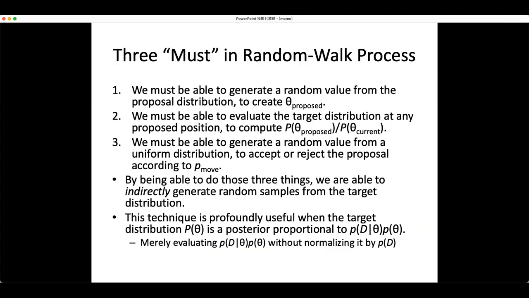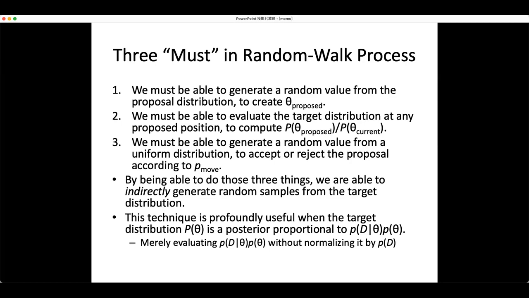So this is actually a random walk process. Remember I told you this chapter is called MCMC. One MC stands for Monte Carlo. Another MC stands for Markov chain.